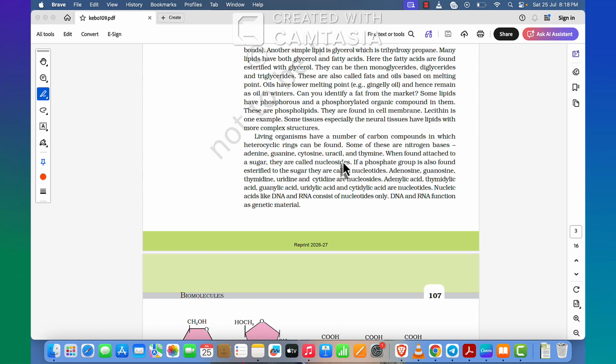They are also called fats and oil based on melting point. Oils have lower melting point, example gingelly oil, and hence named as oil in winters. Can you identify fat from the market?